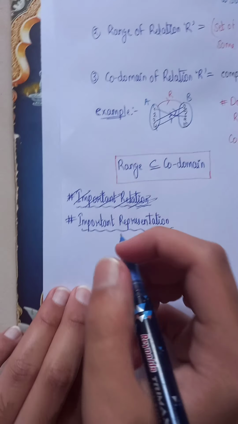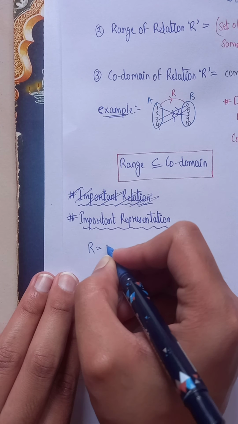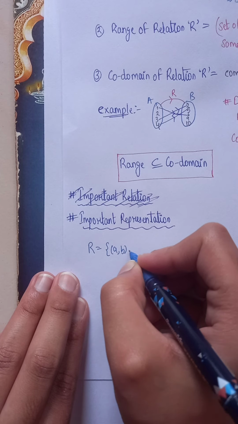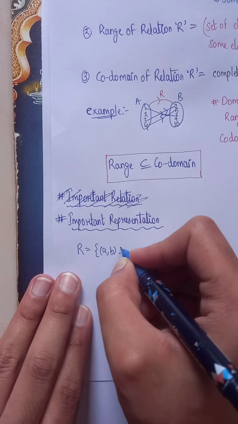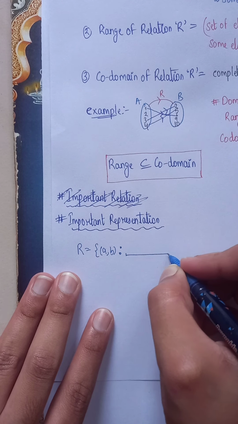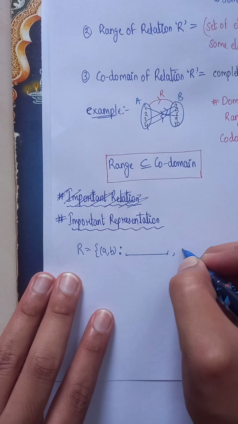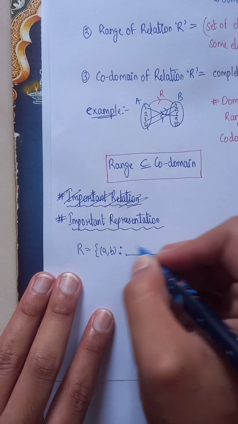Okay. So suppose there is a set R, which has small a comma small b as the elements, and here you write the rule to relate the elements, where small a belongs to capital A and small b belongs to capital B. Okay. So what do I mean by rule to relate elements? Such as, suppose it's just like 2a. If you multiply a with 2, then it is equal to b. Or if you multiply b with 3, then it might be equal to a, like that, okay.